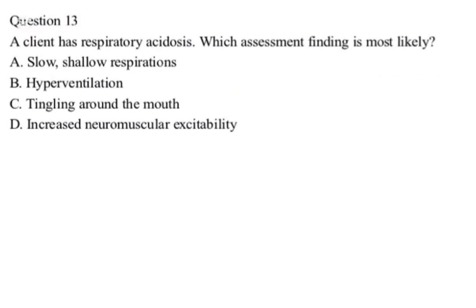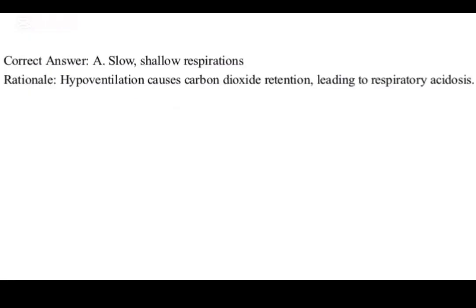Question 13. A client has respiratory acidosis. Which assessment finding is most likely? A. Slow, shallow respirations. B. Hyperventilation. C. Tingling around the mouth. D. Increased neuromuscular excitability. Correct answer, A. Slow, shallow respirations. Rationale: hypoventilation causes carbon dioxide retention, leading to respiratory acidosis.